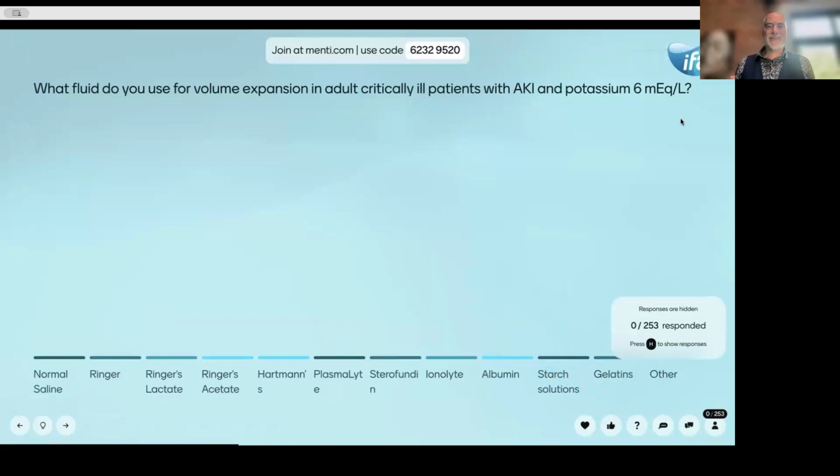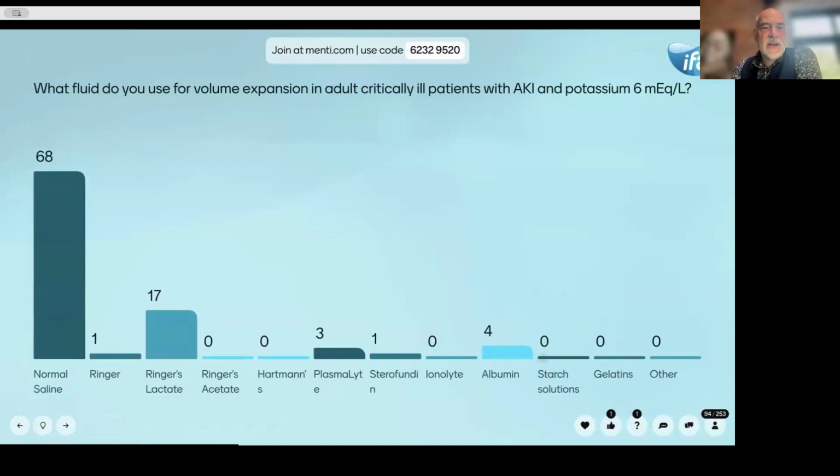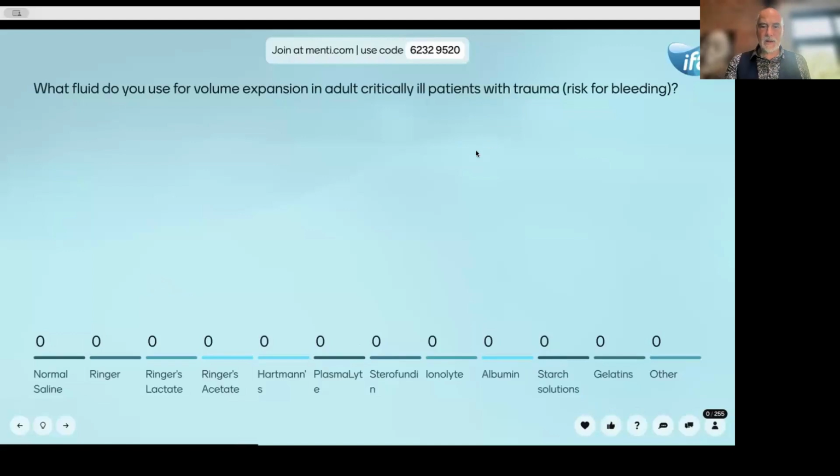So now we have a patient with AKI and a potassium of 6. And remember that most balanced solutions also contain potassium. I don't know whether we asked whether there were any nephrologists in the room, but nephrologists tend to give saline to these type of patients, simply because there is no potassium in the saline, but also this we will discuss later on. So majority saline, and we will see at the end of this webinar whether that's the right answer.